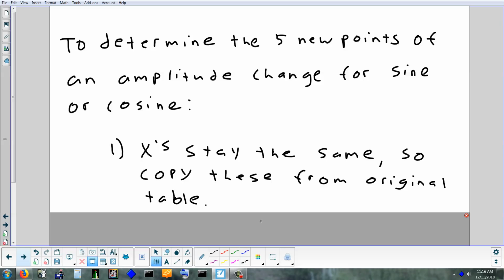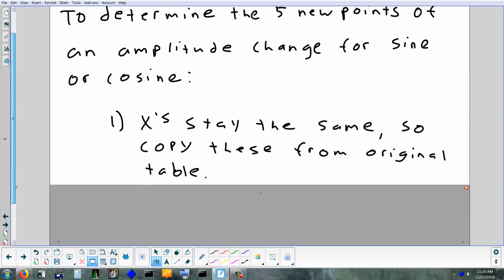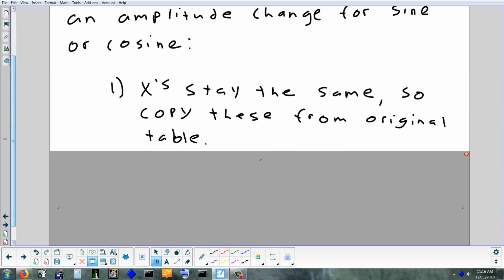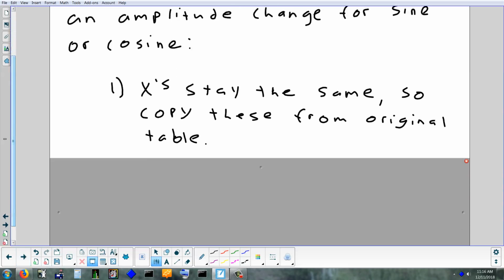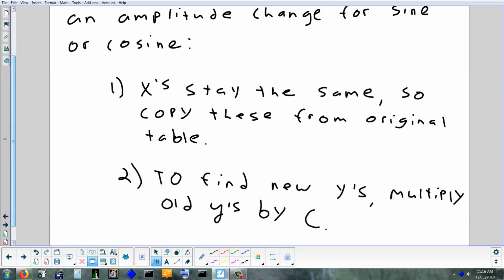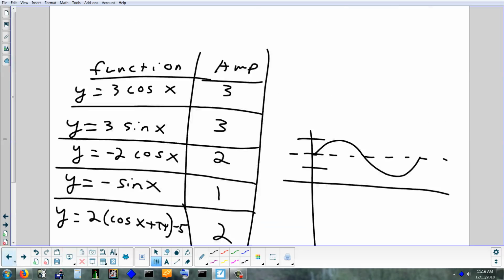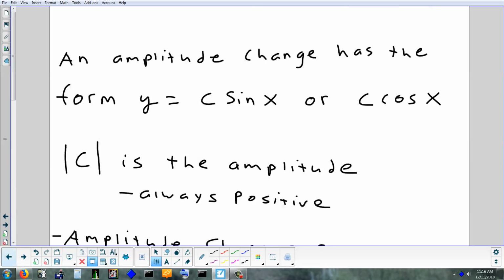Now, the y's are all going to change. Luckily, your y's are very easy to change because they're all 1s, 0s, and negative 1s. So all you have to do is arithmetic with a 1, a 0, or negative 1. And the arithmetic you're going to do is multiply all the old y values by c. And if I go back for a second, c is just the number in front.